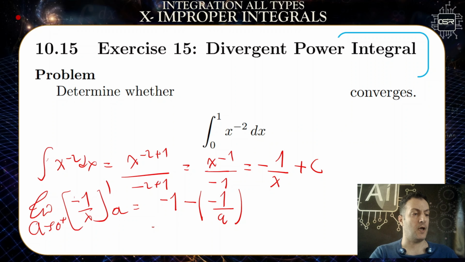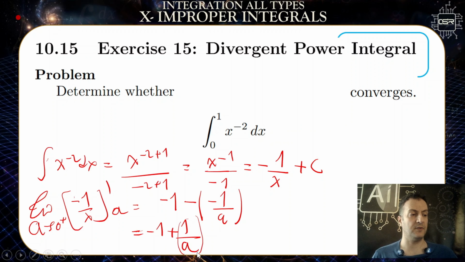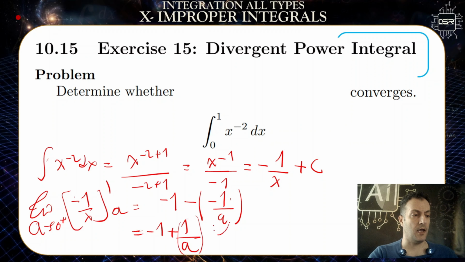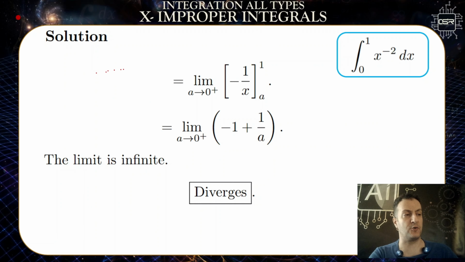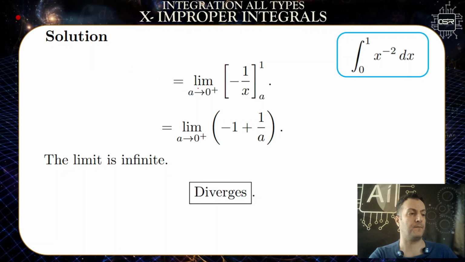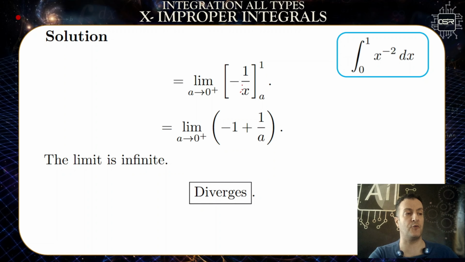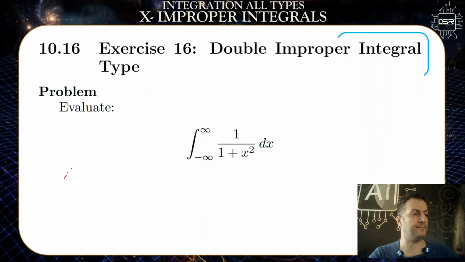Now, as a approaches 0, this becomes infinity. This entire term blows up to infinity. Hence, this integral diverges. So here's the final solution. This is equal to the limit as a approaches 0 plus of minus 1 over x between 1 and a, equal to the limit of minus 1 plus 1 over a as a approaches 0 plus, and this part blows up to infinity. That's why the integral diverges.